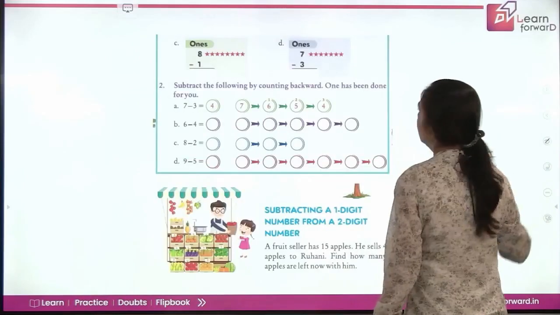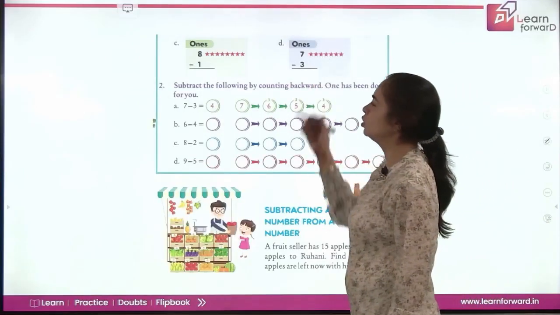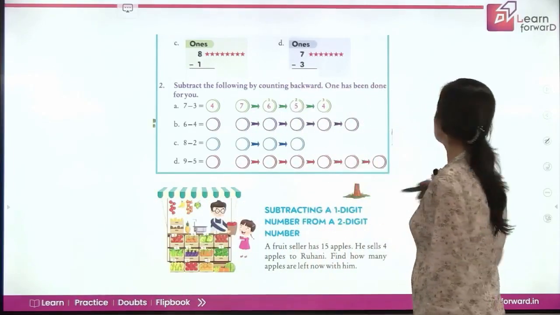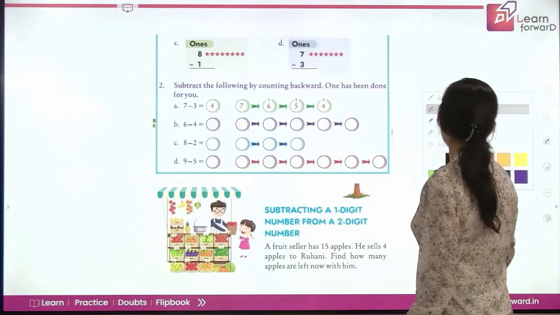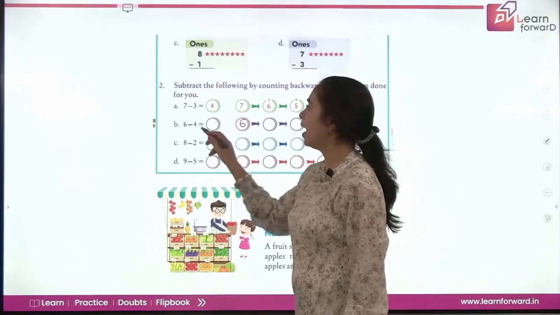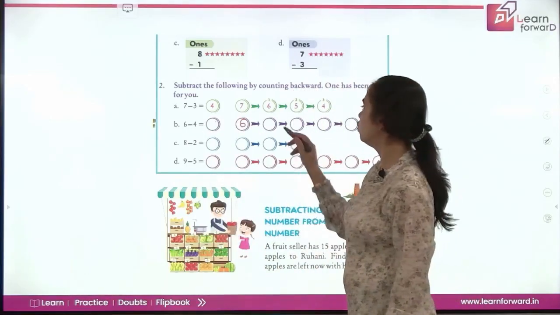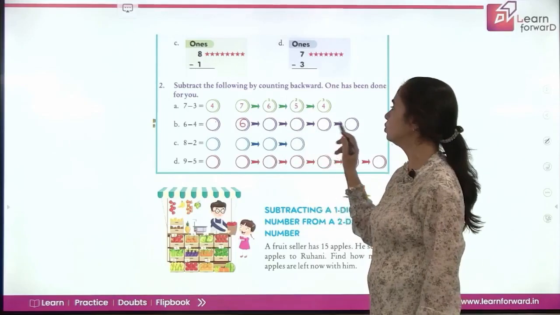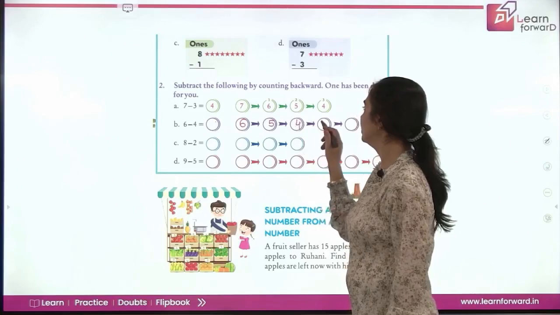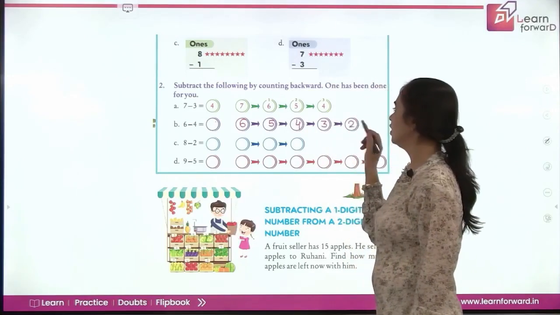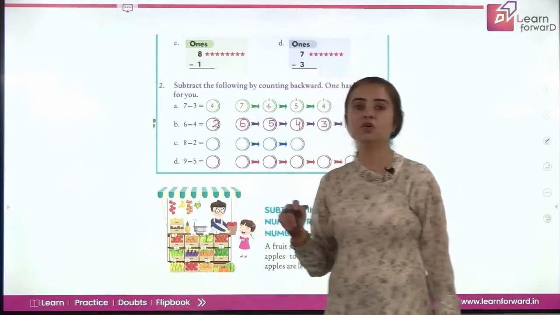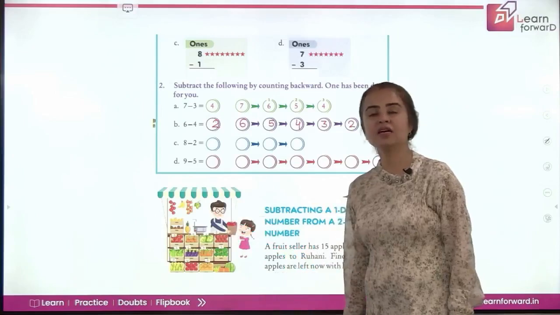Let's move ahead. We have 2 more questions to do using vertical subtraction. Now the next question says subtract the following by counting backward. So we'll start from 6. And how many steps do you have to go backwards? 4 steps. So we have 4 circles here. 1, 2, 3, 4. Let's go backwards. 5, then 4, then 3. So where do you stop finally? And that is your difference. So 6 minus 4 gives you this last number 2 as the difference.